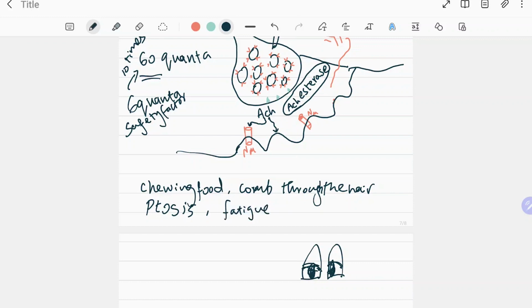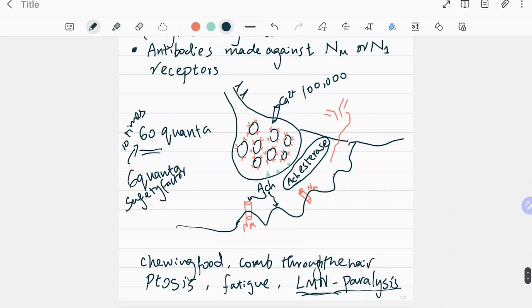Okay, fatigue, and this will be similar to lower motor neuron type of paralysis. Eventually you will get paralysis, and this is going to look like lower motor neuron type of paralysis, and we'll talk about this in CNS. I just want you to know that the muscle becomes totally loose, lax and flaccid. So that is the paralysis that takes place in myasthenia gravis.